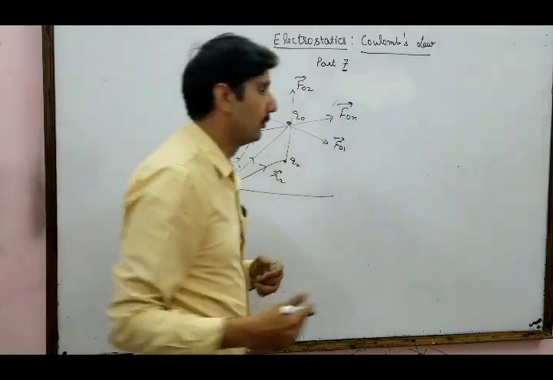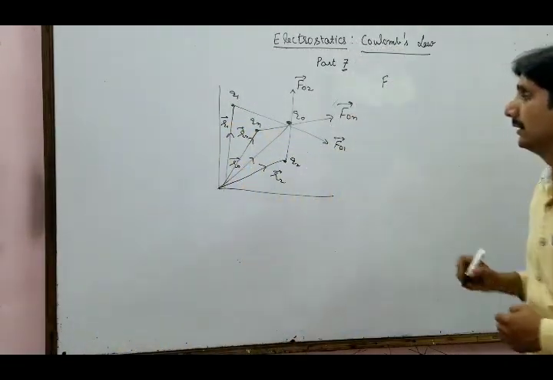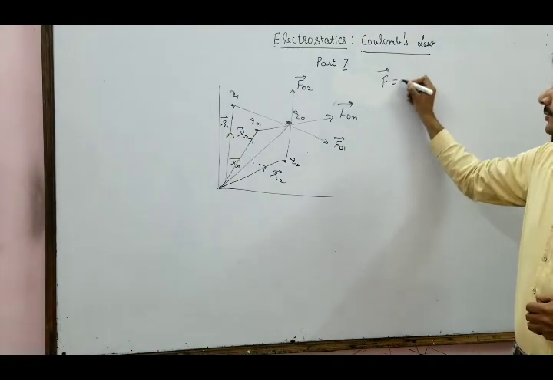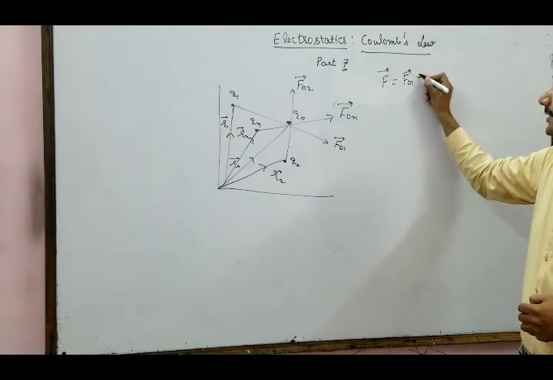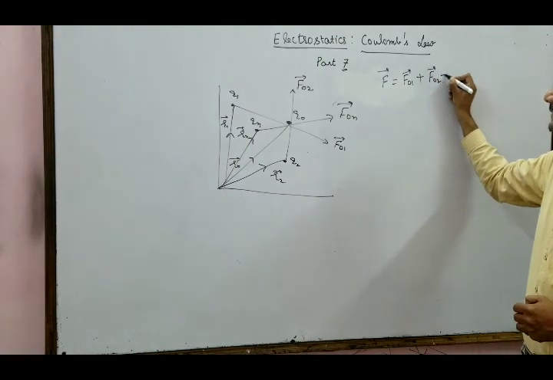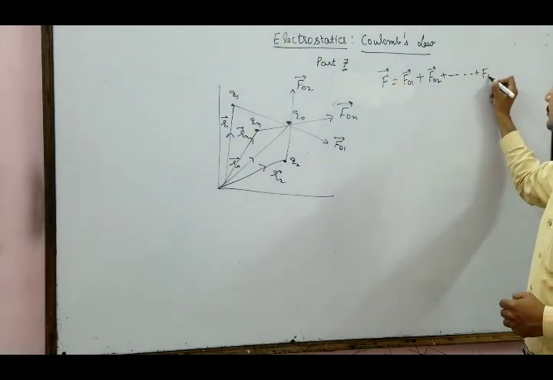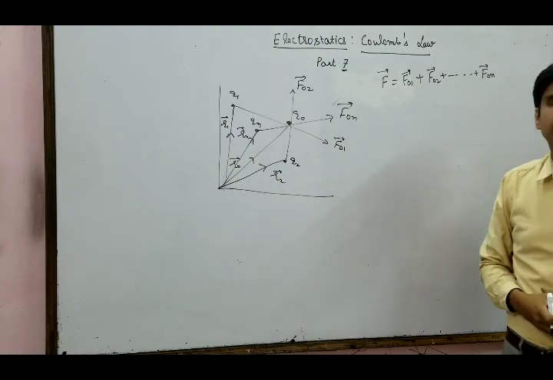What is the resultant force on Q0? The resultant force is the force due to the first charge, the force due to the second charge, plus so on up to the force due to the nth charge.